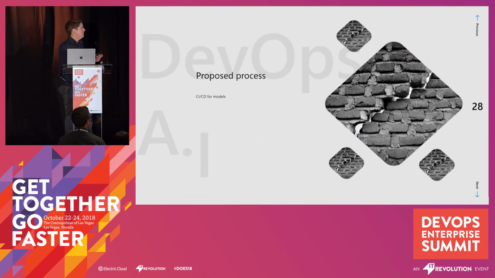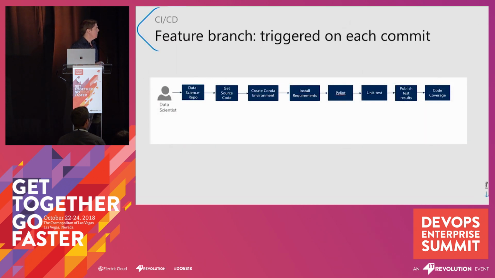So what we have now is this is a proposed process for doing CI/CD for models, and we have services in Azure that help support doing this. So this is from a feature branch point of view. Every time I commit to my data science repo, I want to actually create a sandbox environment. It says Conda here, but we encapsulate everything we can in Docker containers to clean it up. Make sure you have all the requirements there, lint the code, run unit tests on it, publish those test results, and also look at your code coverage to make sure that you're not adding in a bunch of extra functions and features into your model that aren't being covered.